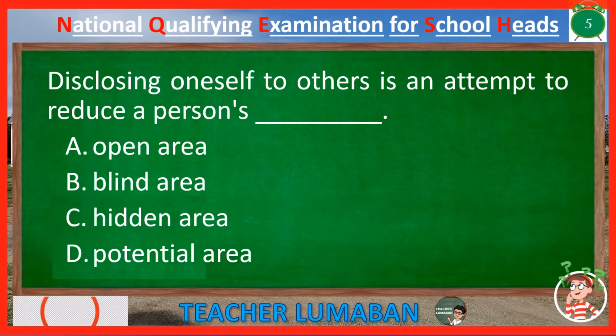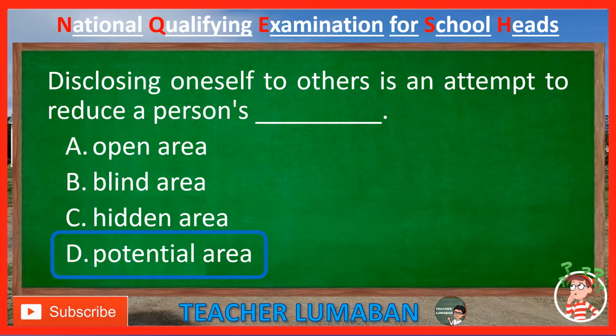5, 4, 3, 2, 1. The correct answer is letter D, potential area. Disclosing oneself to others is an attempt to reduce a person's potential area.